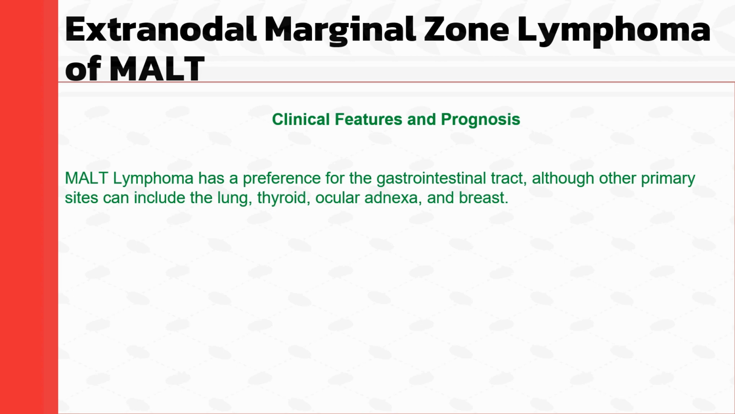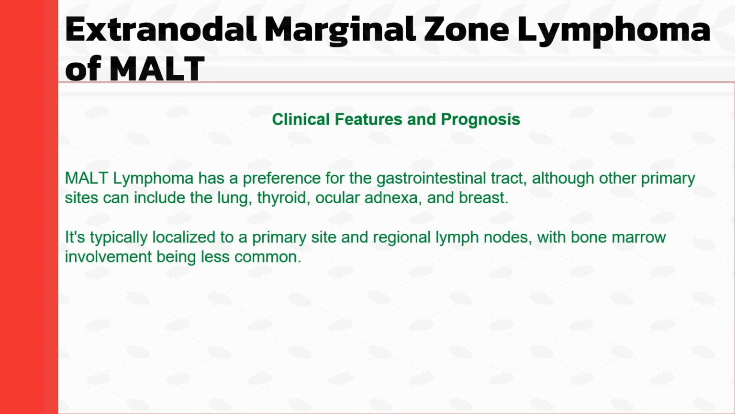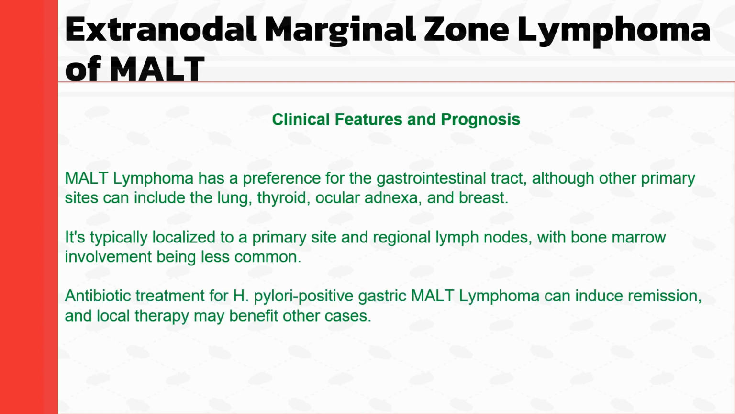MALT lymphoma has a preference for the gastrointestinal tract, although other primary sites can include the lung, thyroid, ocular adnexa, and breast. It's typically localized to a primary site and regional lymph nodes, with bone marrow involvement being less common. Antibiotic treatment for H. pylori-positive gastric MALT lymphoma can induce remission, and local therapy may benefit other cases.